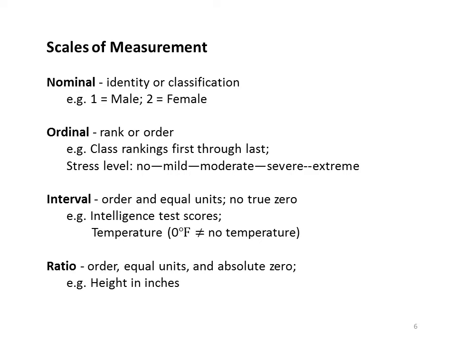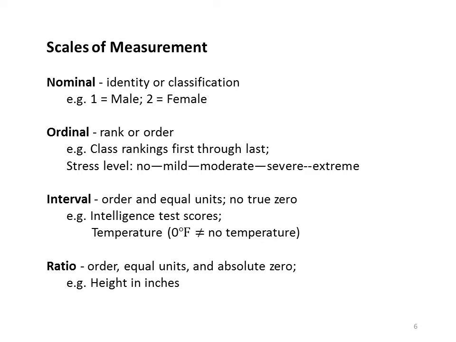For example, subjects may be asked to rate their stress levels on a 5-point scale that ranges from no stress, mild stress, moderate stress, severe stress, and extreme stress. But you cannot say the difference between no stress and mild stress is the same as the difference between mild stress and moderate stress. So that's what we meant by you cannot measure the amount of difference between categories.